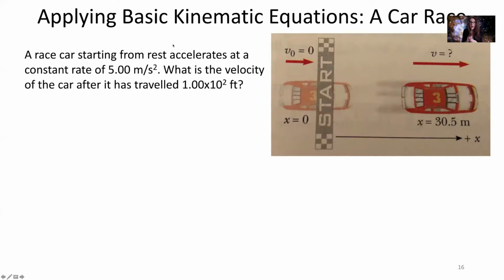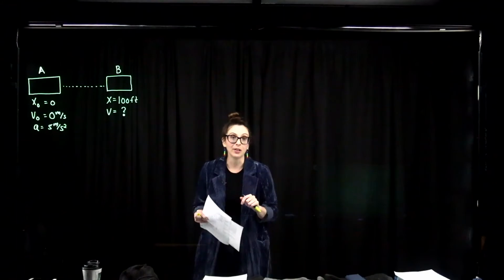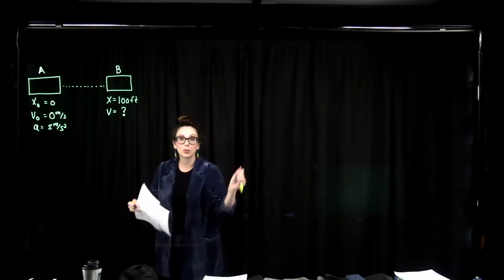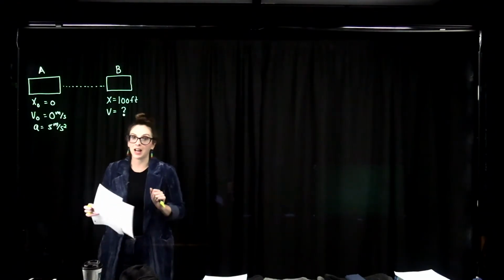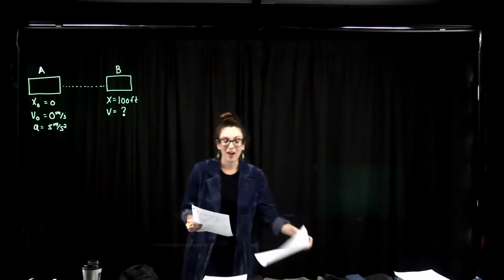Now we're going to apply that basic set of kinematic equations to solve 2 problems. And the first one is about a car race. We have a race car starting from rest, and it accelerates at a constant rate of 5 meters per second squared. What is the velocity of the car after it has traveled 100 feet? So the first thing we're going to want to do is draw a diagram. We want to label that diagram and put in our knowns and our unknowns.